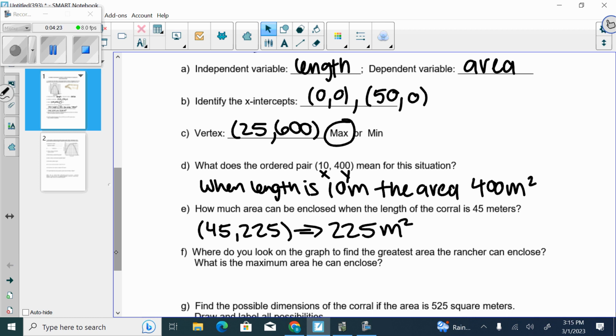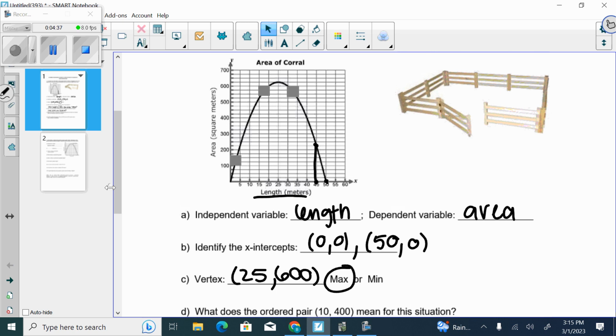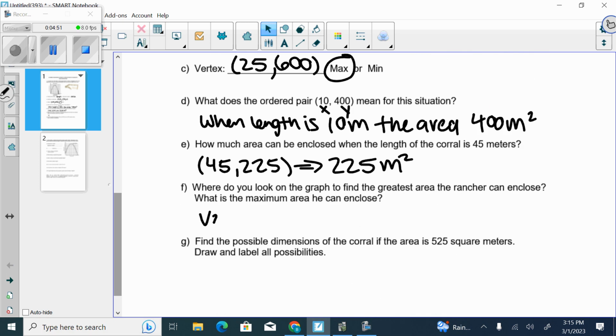Then F says, where do you look on the graph to find the greatest area that the rancher can enclose? So is area X or Y? Y. Okay, so I'm going to look on my Y-axis at the largest it gets in my picture. What's the highest Y in this picture? 625. Right. So at 625, that's the most it can include. So my vertex is what gave me that answer. And it is at 625. Oh, we had this one wrong too, didn't we? We didn't count the extra line. That should have been 625 there as well.